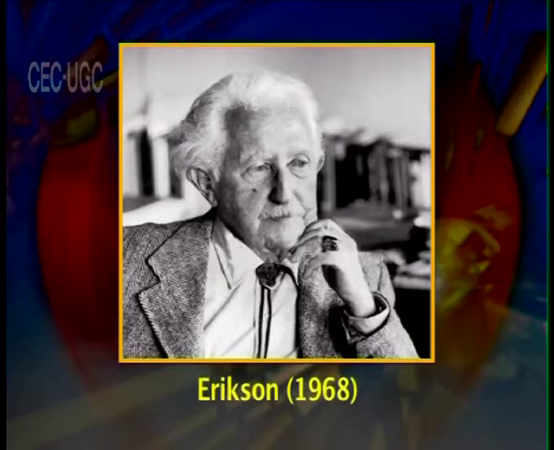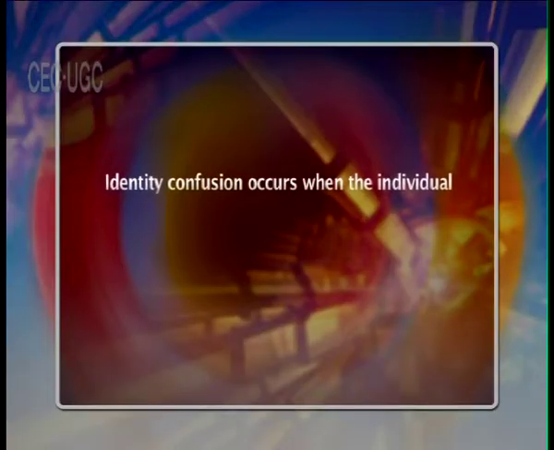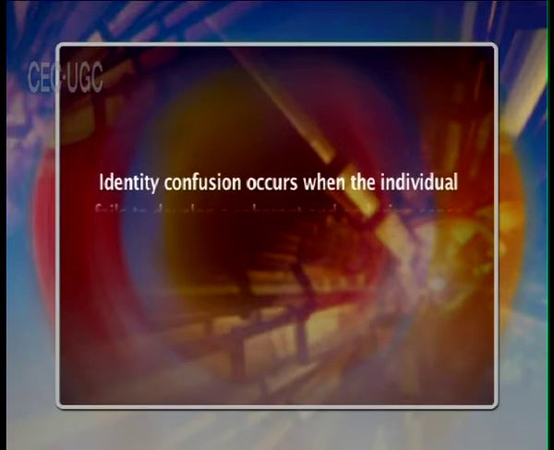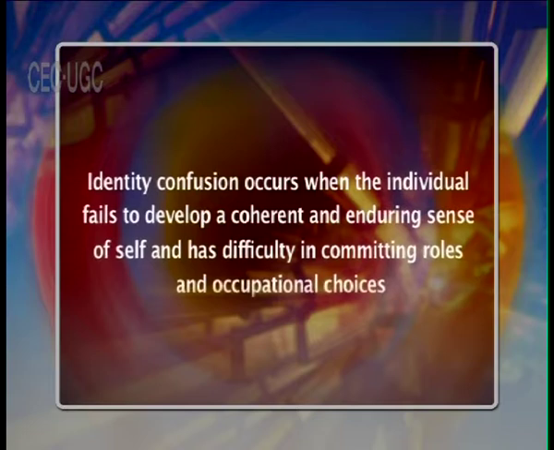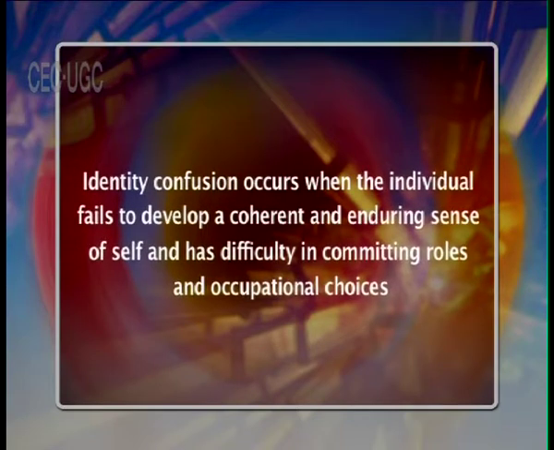According to Erikson, 1968, the developmental crisis of adolescence is identity versus identity or role confusion. Identity refers to a stable sense of who one is and what one's values and ideals are. Identity confusion occurs when the individual fails to develop a coherent and enduring sense of self and has difficulty in committing to roles and occupational choices.